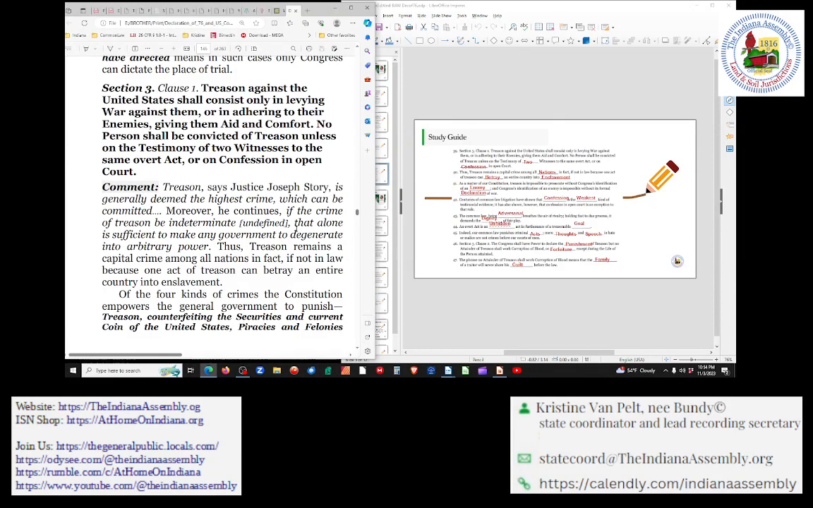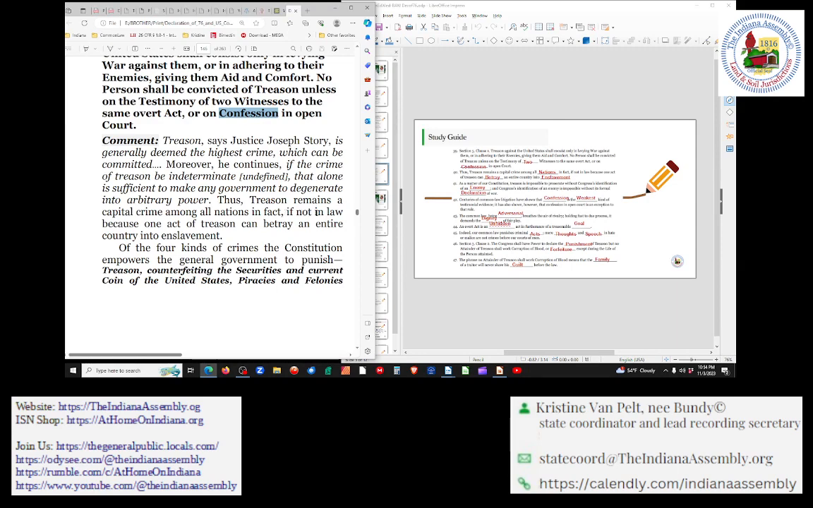Section 3, Clause 1. Treason against the United States shall consist only in levying war against them or in adhering to their enemies, giving them aid and comfort. No person shall be convicted of treason unless on the testimony of 2 witnesses to the same overt act or on confession in open court. 40. Thus, treason remains a capital crime among all nations. In fact, if not in law, because one act of treason can betray an entire country into enslavement.